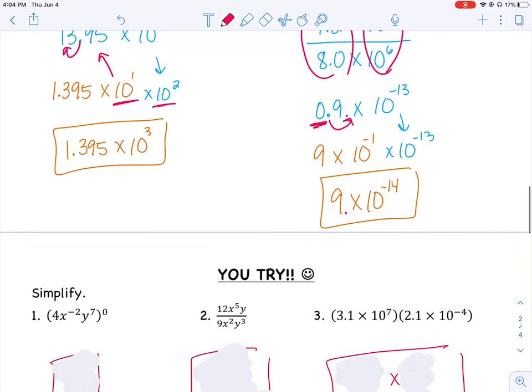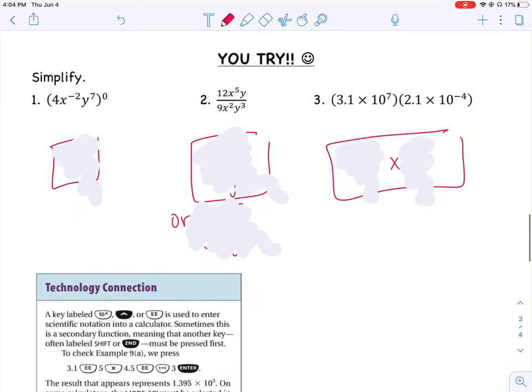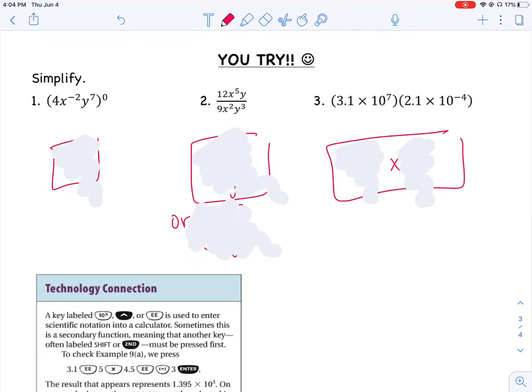Kind of tricky. Why don't you try these few before you move on and try your homework? So some try it problems. I'd like you to pause the video. I would like you to try these 3 and then come back and see if you got the same answer as me.